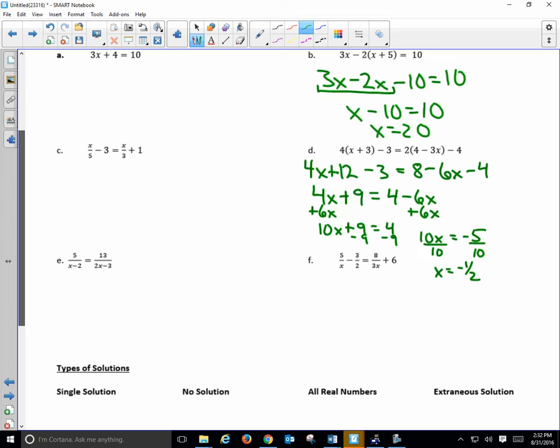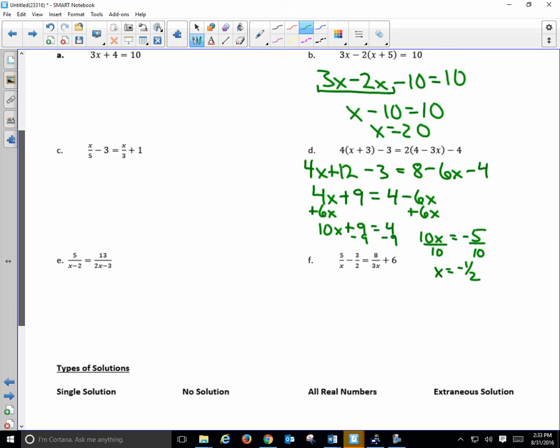I have a negative 1/2. What mistake do you think might people make once they get to this point? They see 10x is equal to negative 5. Instead of writing negative 1/2, they write negative 2. Their brain just says 10 and 5 and 2. You know, they just get used to that.